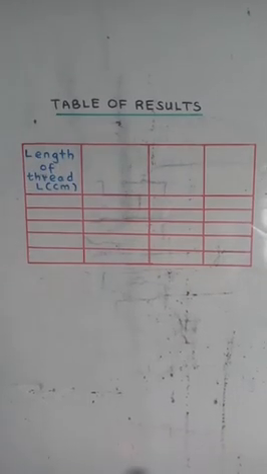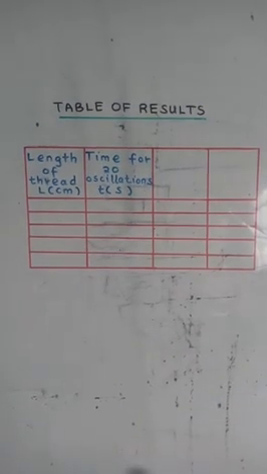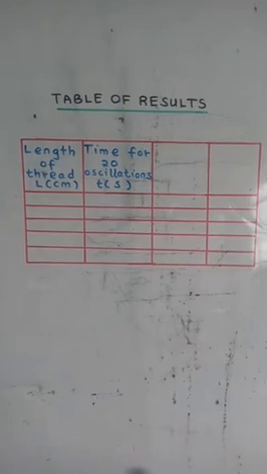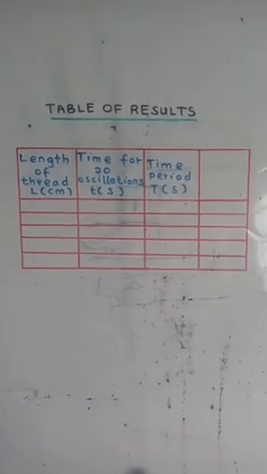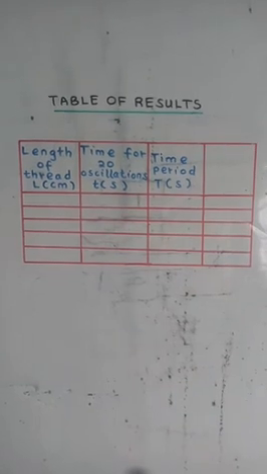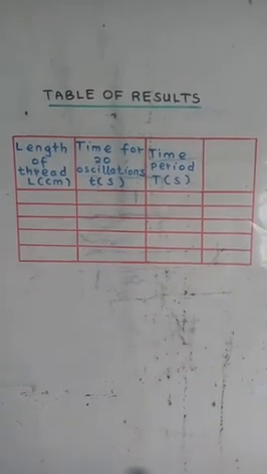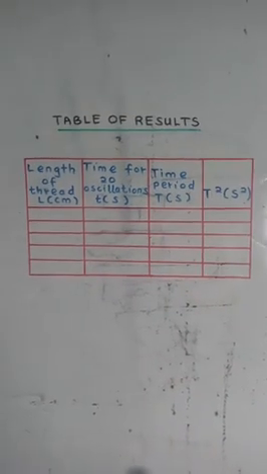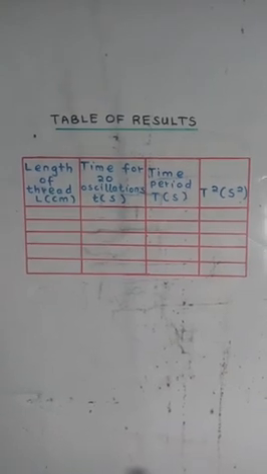Table of results. Length of thread in centimeters. Time for 20 oscillations in seconds. Time period in seconds. Time period square in second square.